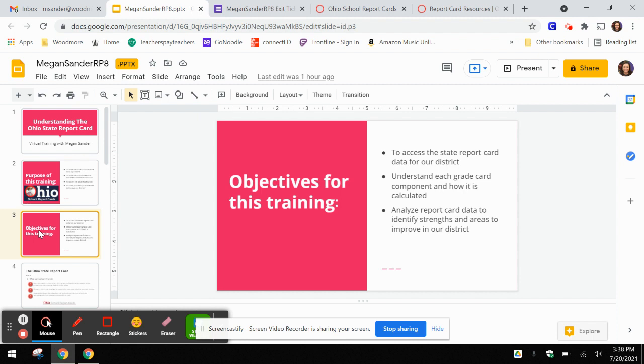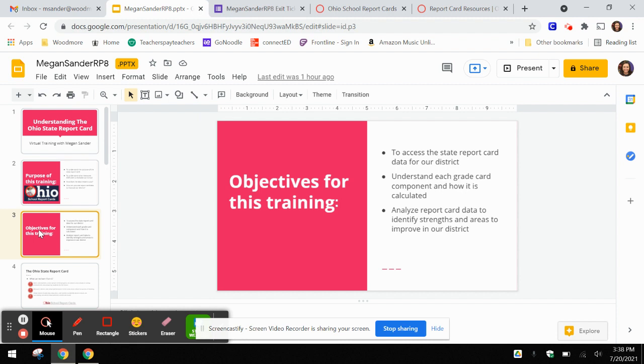So I have some objectives also for this training. By the end of this training, I want you to be able to say, I can or I know how to access the state report card data for our district. It's always useful to be able to find other districts and compare, but I want you to feel comfortable going to the Department of Education's website and finding the report card for our district.